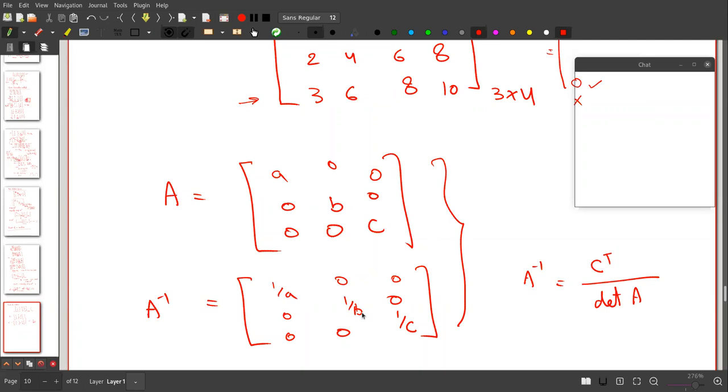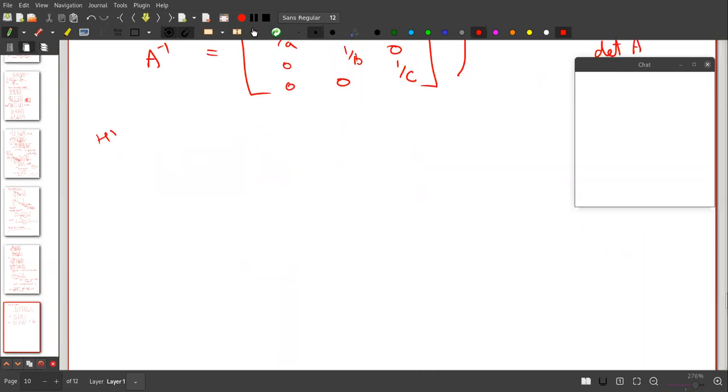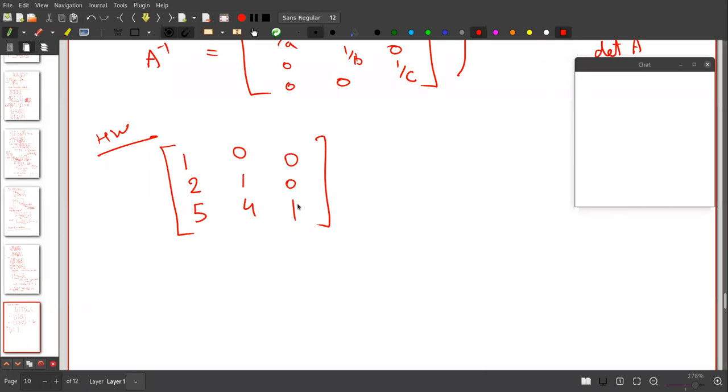Okay, this was simple. So for homework, let's calculate the inverse of 1, 2, 5; 0, 1, 4; 0, 0, 1. First you have to check that the inverse exists, then only calculate, otherwise there is no point. Okay, so this is one matrix. Let's write the other one: -4, 0, 0; 0, 8, 13; 0, 3, 5.